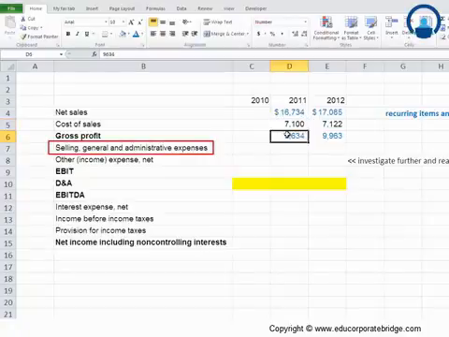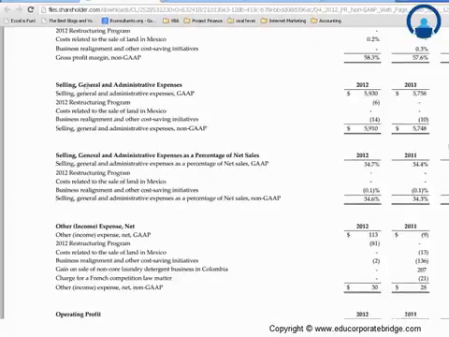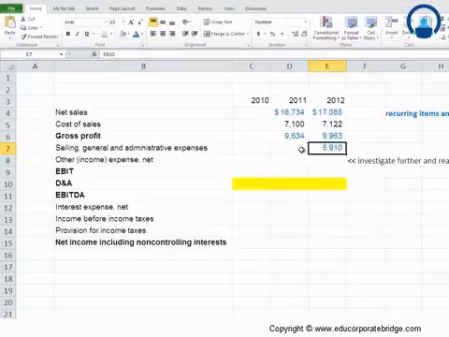Now coming to selling, general and administrative expenses, let's scroll down and again note that the non-GAAP measure which is provided is 5910, and this has been adjusted for the restructuring and the business realignment costs. So 5910 is after removing these one-time charges. So I'll just copy this 5910 for 2012 and 5748 for 2011.